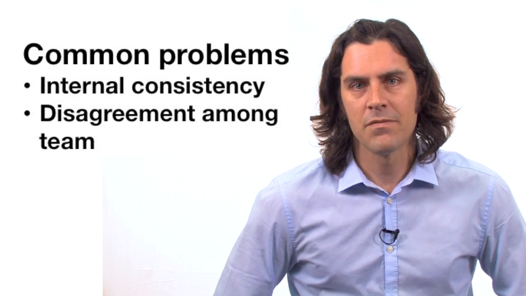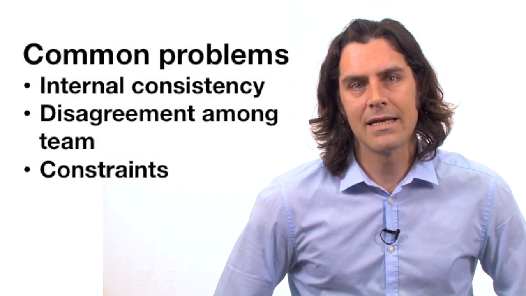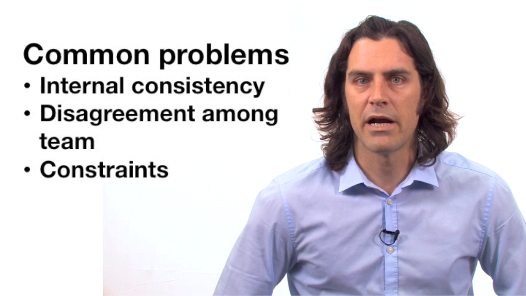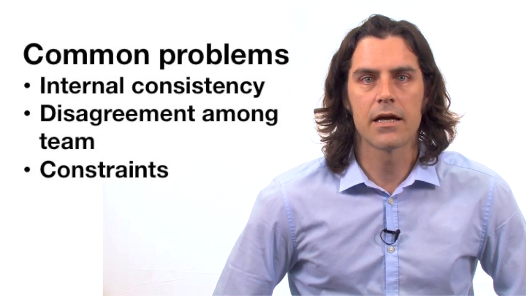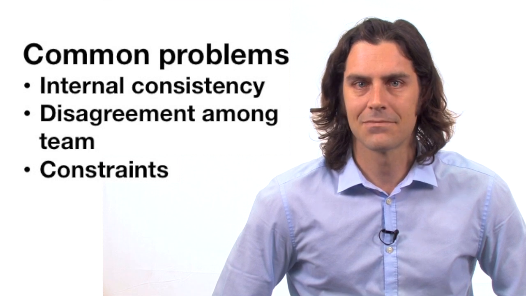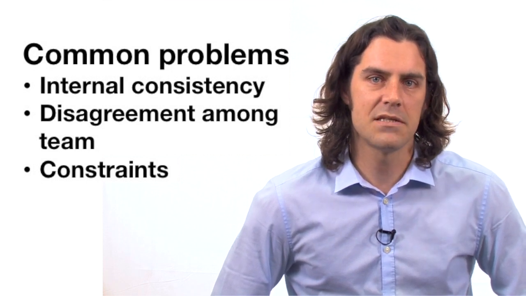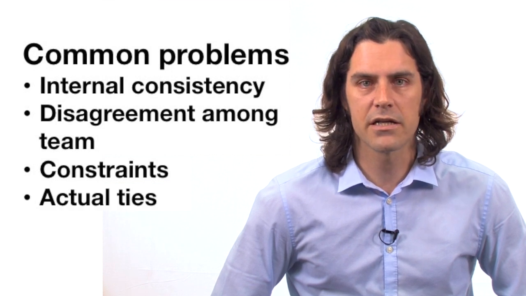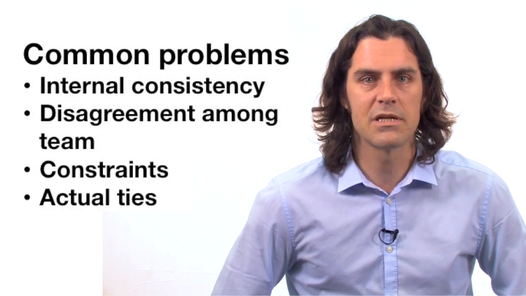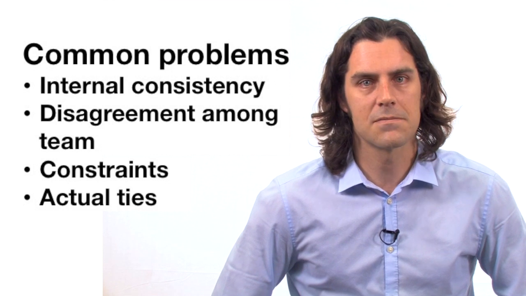The third problem is one where you have an embedded constraint that you used in your pairwise comparison chart instead of an objective. And as you'll see, the constraint always wins. The fourth problem with a PCC the student teams encounter is with a real tie, when two objectives truly do deserve to be considered with equal importance.